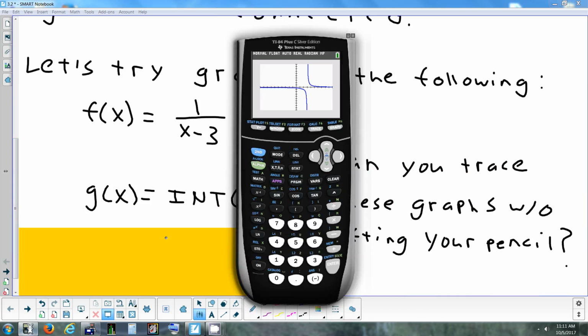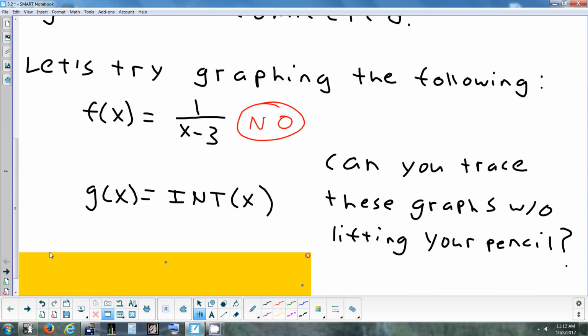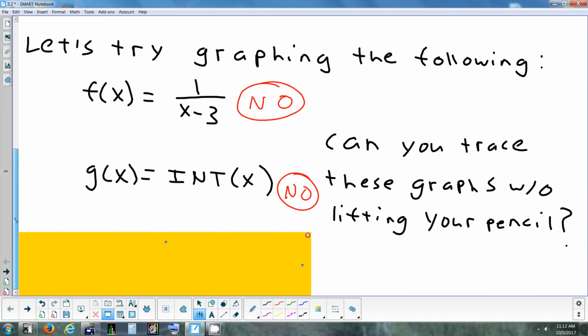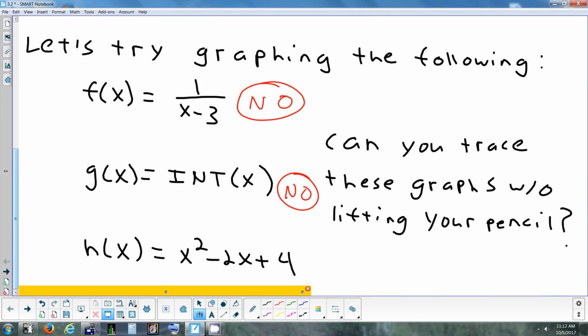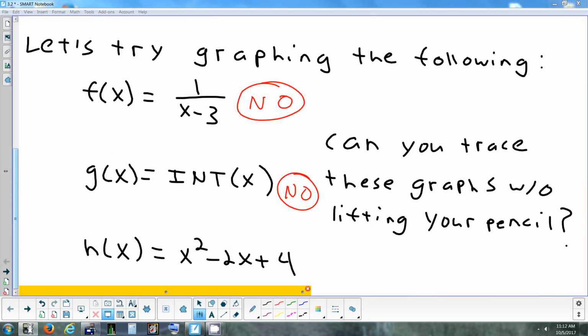Okay, let's try this one. The integer function is under math, number, int, and hit graph. Could I draw that without lifting my pencil? No, because there are breaks in it, so I can't do that either. How about this last one? X squared minus 2x plus 4. What kind of graph is that going to be? Yeah, it's just a parabola. If we know it's a parabola, fine, I won't sketch it. But it's just a U shape, so you can draw that without lifting your pencil.